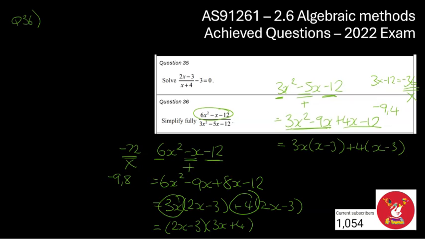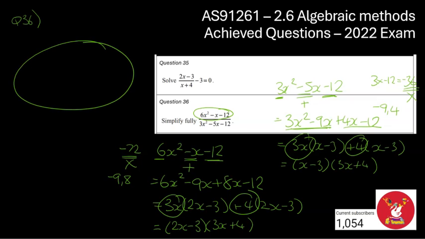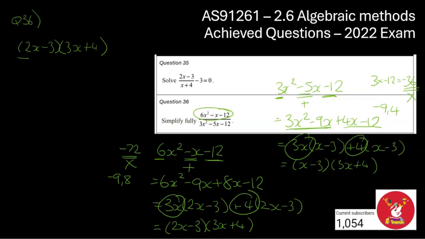So that common bracket is what I call it. That's going to be x minus 3. And my leftovers, 3x and plus 4, that's going to come together to form my second bracket. There you go. So I've now got my second bracket. So let's put them together over here as factorized. So we're going to have x minus 3, and then we've got 3x plus 4. That's my factorized version of my numerator.